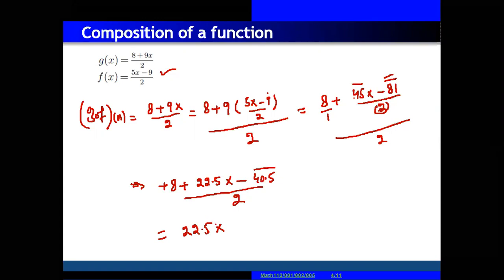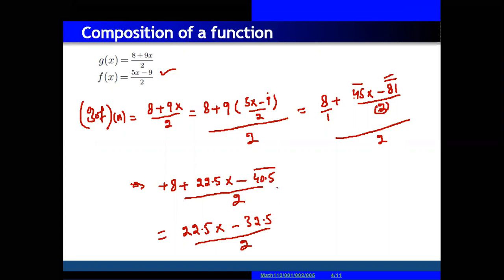So what will be the result? The result will be minus 32.5, when you subtract 40.5 from 8, then divided by 2. This is also a final result, 25.5.